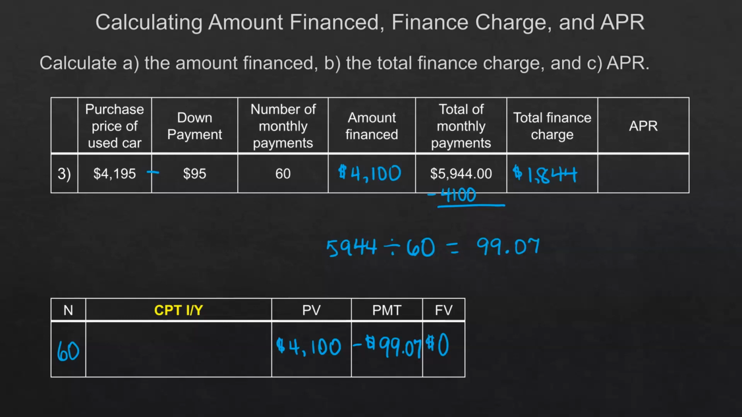Now push compute I/Y, and here's what you will see on your screen: 1.309036806. You're going to multiply that times 12. That's just a part we know to do, and we find that our interest rate is 15.7%. Because we computed that, I'm going to go ahead and write it with a percent. You don't always have to have the percent in your chart, but in this case we want it to be.